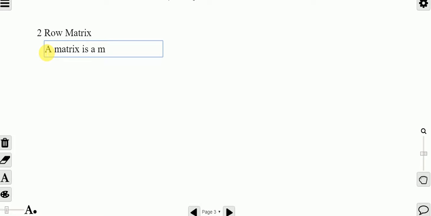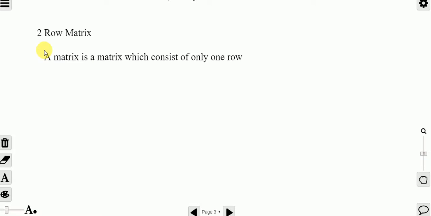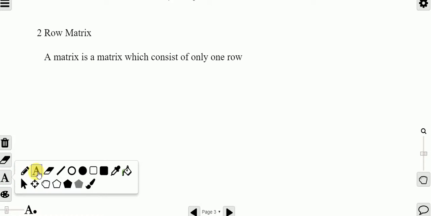What is the second one? The second is the row matrix. What is a row matrix? A row matrix is a matrix which consists of only one row, one single row.